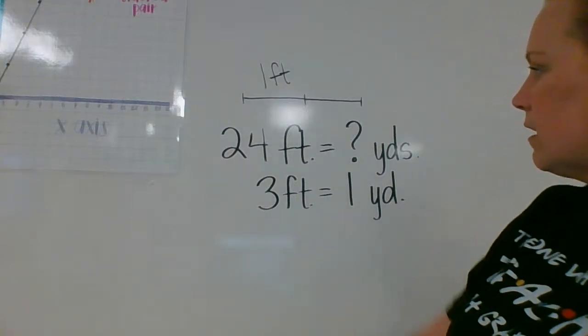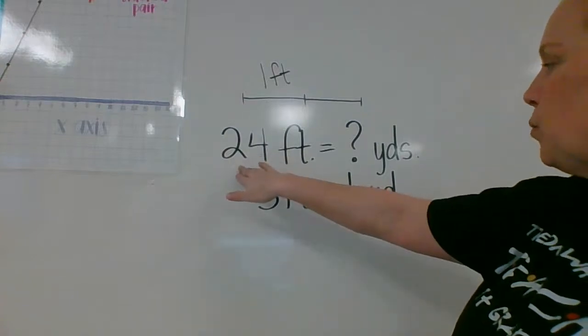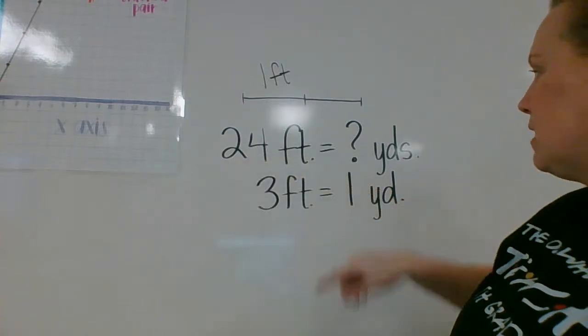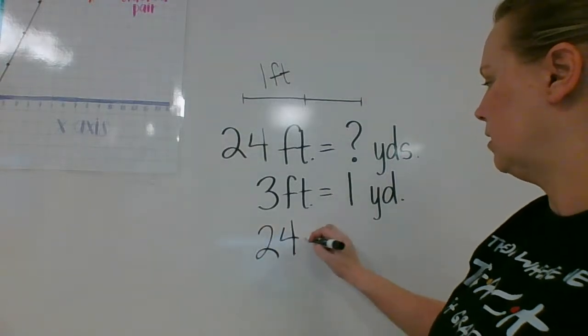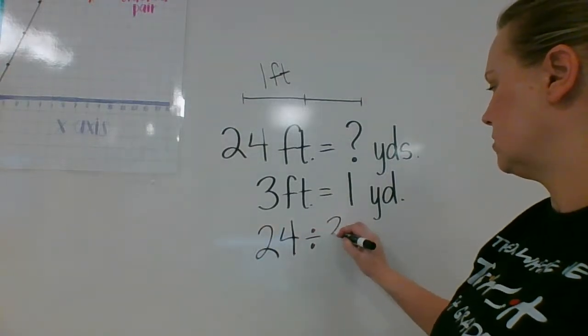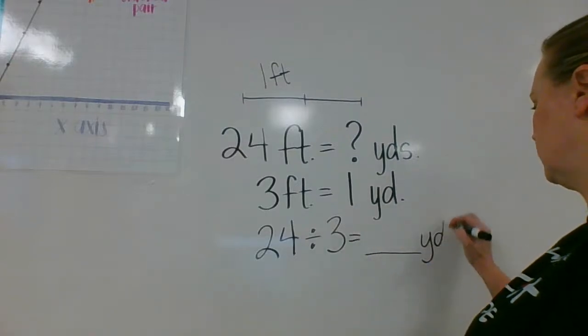All right, what do you think? So going from small unit to a big unit, we're going to take 24, divide it by 3 to get the number of yards. And you should get your answer.